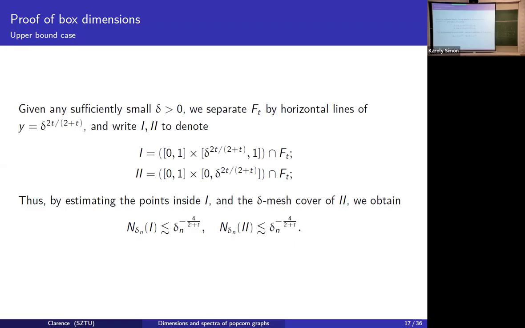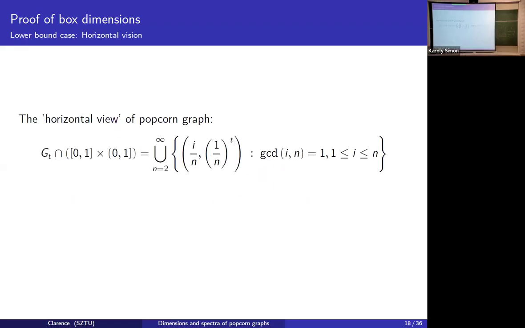If we cut the popcorn graph into two parts, one is the top part where we compute the points inside, and consider the delta mesh cover on the bottom part. We get an approximation of the covering, so we have the upper bound directly. But as for the lower bound, we will introduce a horizontal view here. We can consider the popcorn graph by the horizontal parts, for example.